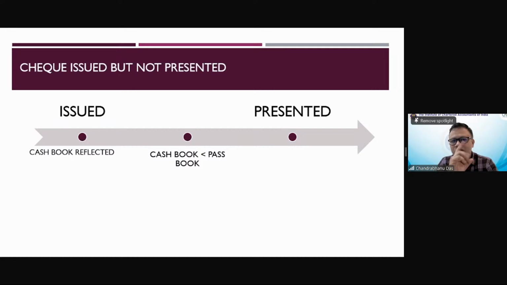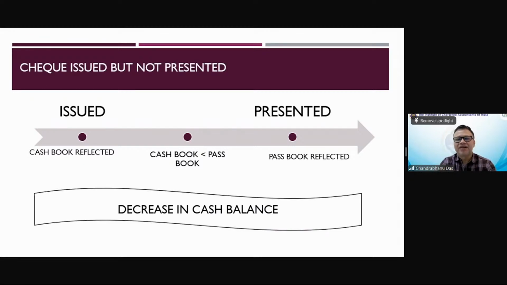So what is happening is, when you're issuing it, it is reflected in the cash book. Only when it is presented, it is reflected in the passbook. That's why it is said, issued but not presented. We have to understand that wording. So there is a decrease in cash balance. When there is a check issued, always the cash balance decreases. These are all very vital concepts to understand whenever we are dealing with problems of bank reconciliation.